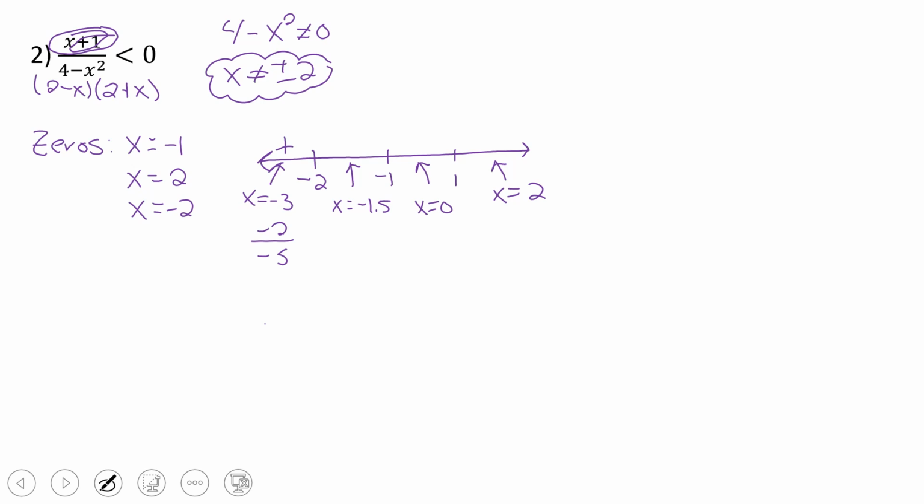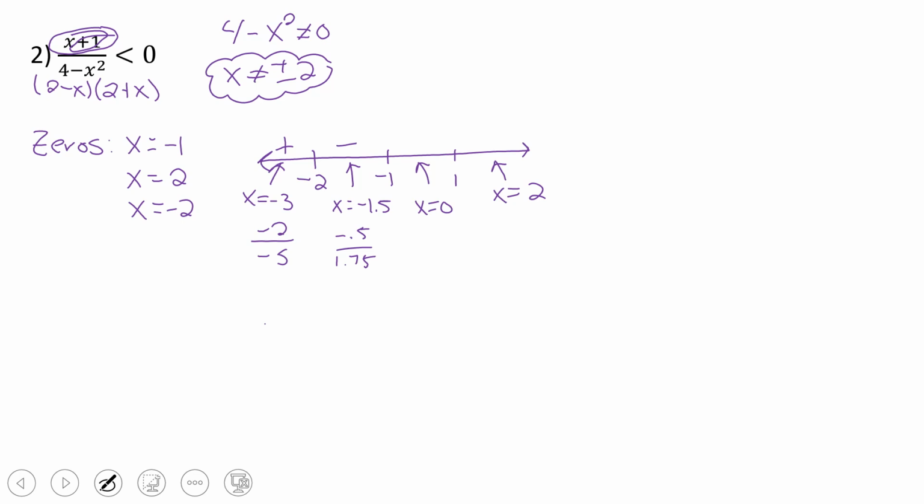I'm going to do the same thing with my -1.5. I'd end up with a -0.5 over, and then I'm just going to use my calculator. Just make sure when using the calculator, you have to put your -1.5 in parentheses before you square it. Otherwise, the result is not going to be accurate. And this gives me a positive 1.75. So that's a negative result.